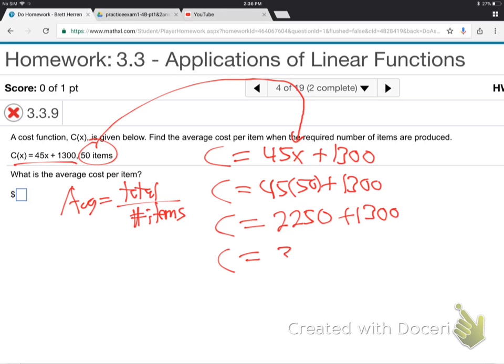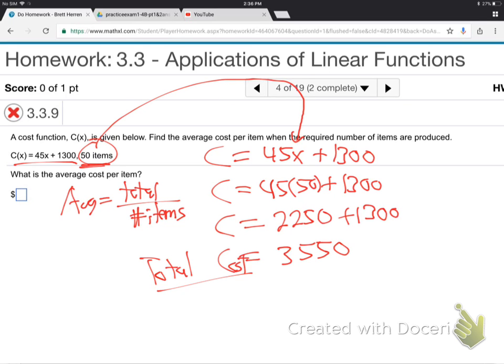What's that? 3,550. I think I did that right. Feel free to check my math. Let me know if I messed up. 3,550. That's the cost, but that's not yet the average cost. I have one more step. Good so far? That's just total cost, if you want. That's the cost of 50 items. That's what that formula is doing.